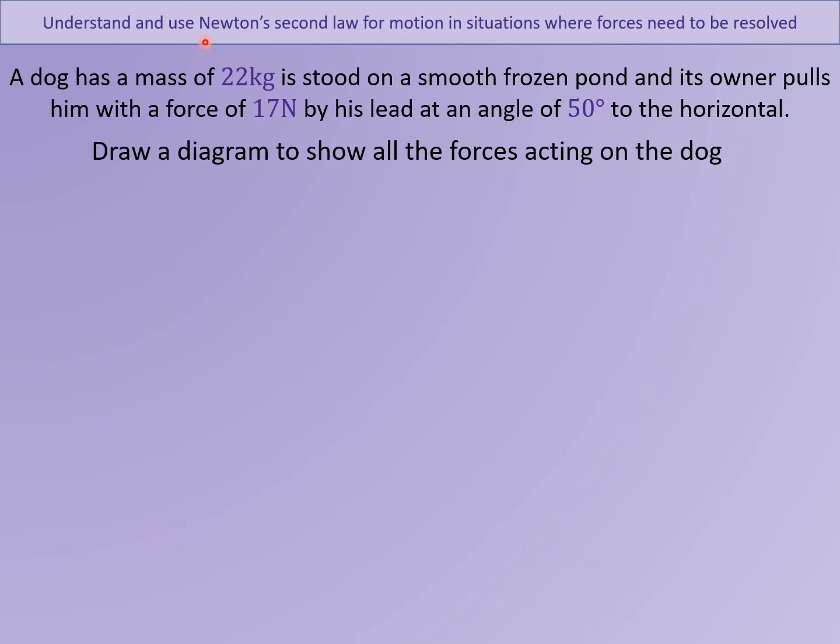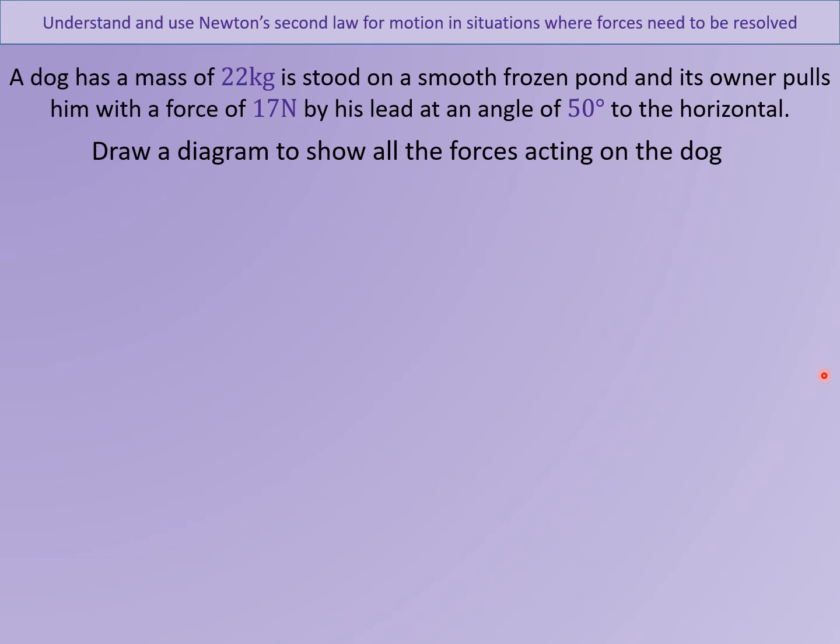Okay, so the owner's got him. He's trying to pull him along this ice, and the dog's reluctant to go. He's just stood there or sat there, whatever you like. So what I'd like you to do, please, is just have a go at drawing the forces acting on the dog. Now we know there's no friction. What forces are acting on the dog? So pause there, have a quick sketch of your force diagram.